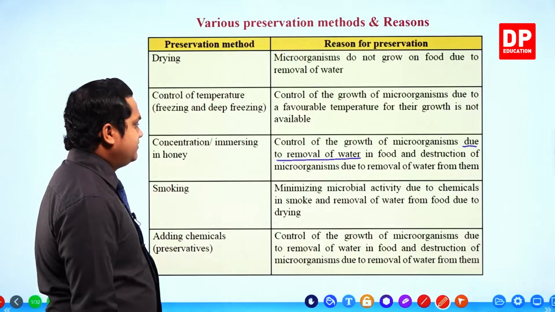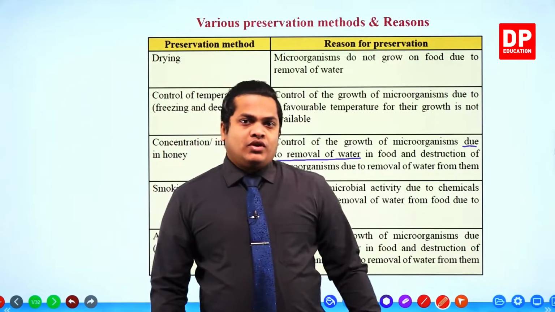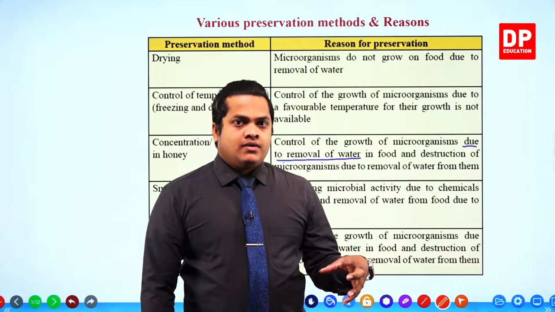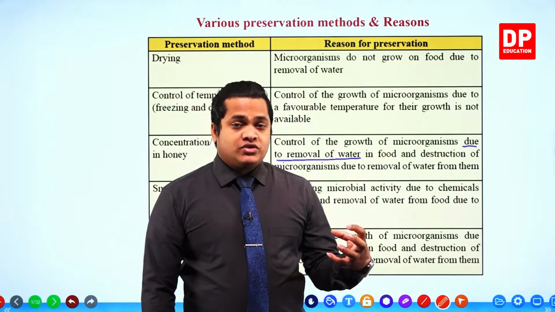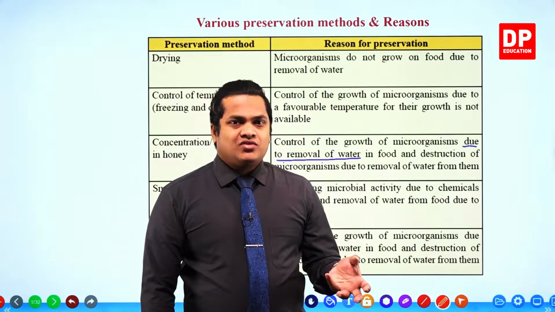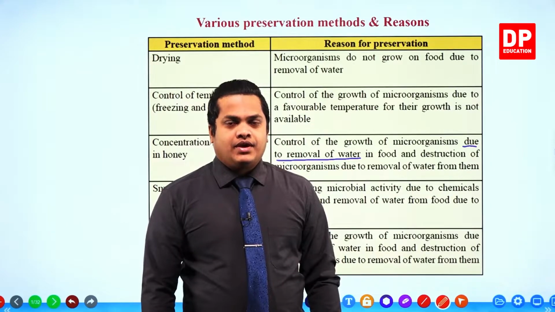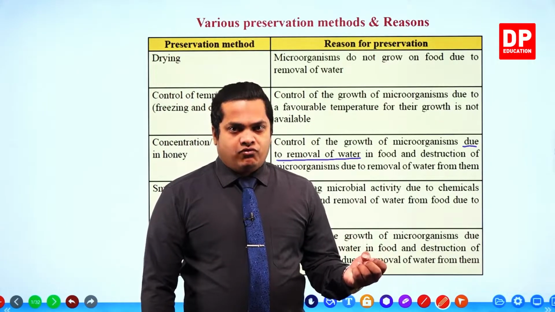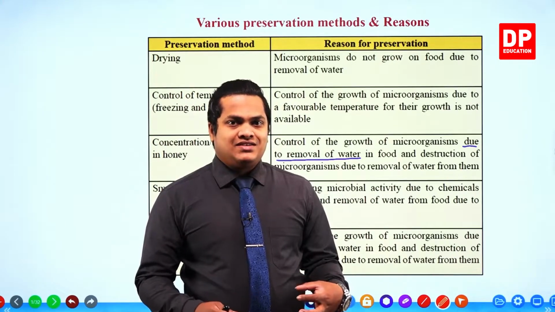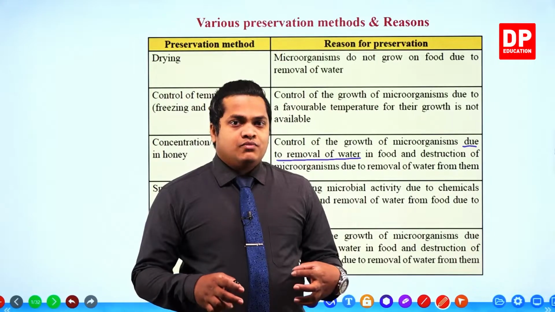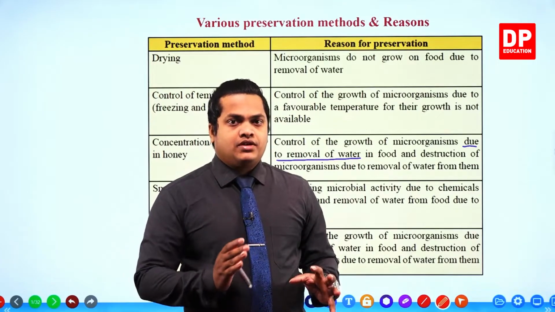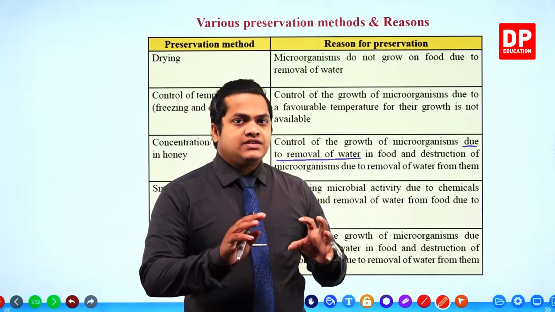The next process is smoking. Smoking means we take the food item and we supply smoke by using a hearth. It can be a wooden hearth or sawdust, or we can use any other biomass. Mainly we are using wood or sawdust. The hearth or the oven is ignited, and we allow the smoke emitted from the hearth to hit on the certain food item.